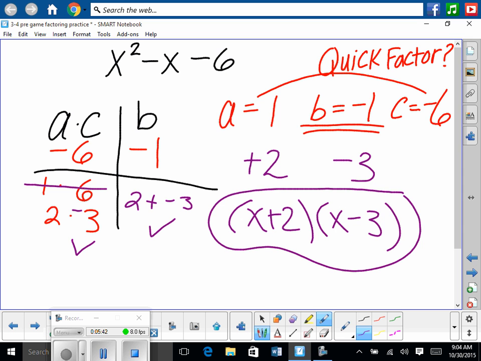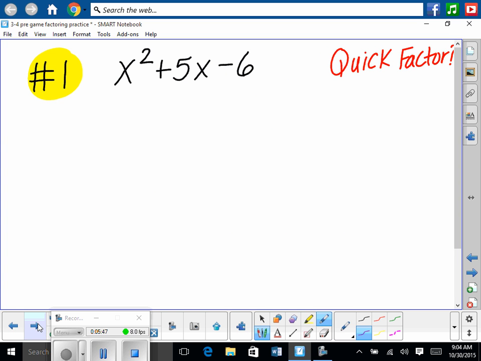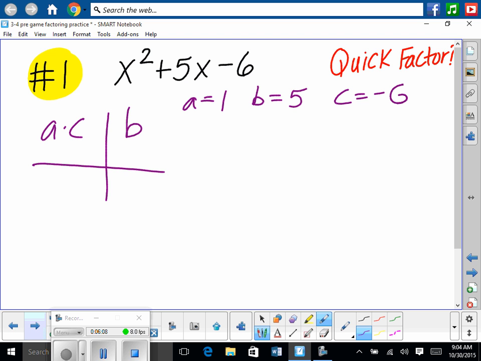We're going to do one more. So number 1 on your worksheet, let's do that one together. X squared plus 5x minus 6. First things first, is it in standard form? Yes. Is our a value 1? So we can quick factor. So we're going to do what multiplies to be a times c and adds up to be b. Well, what's a? 1. What's b? And c? Okay, so what multiplies to be negative 6 and adds up to be what? 5. So listing out factors of 6 again.